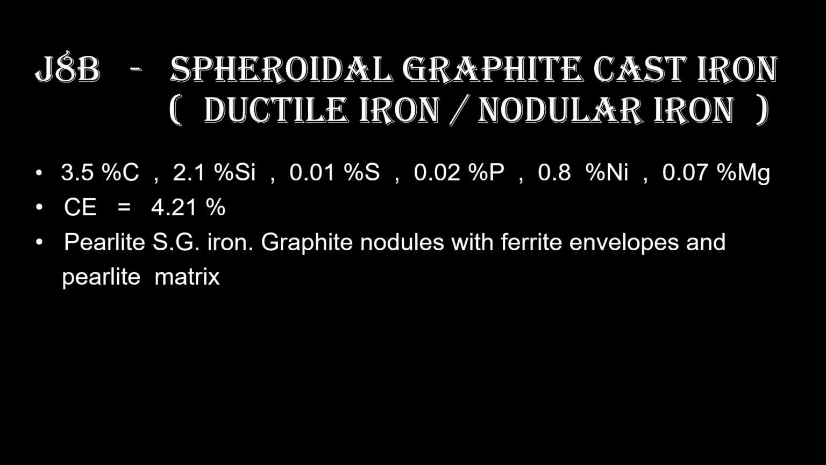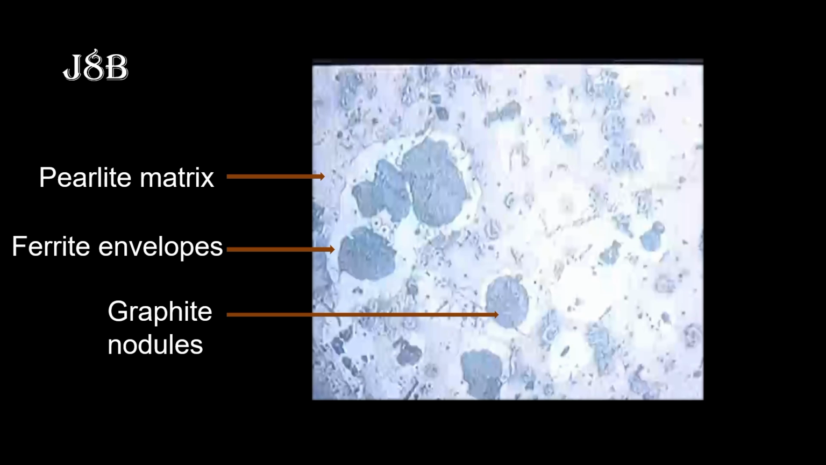Next sample is J8B. It's a spheroidal graphite cast iron. The carbon equivalent value is 4.21. You can see graphite nodules in ferrite envelopes in a ferrite matrix.